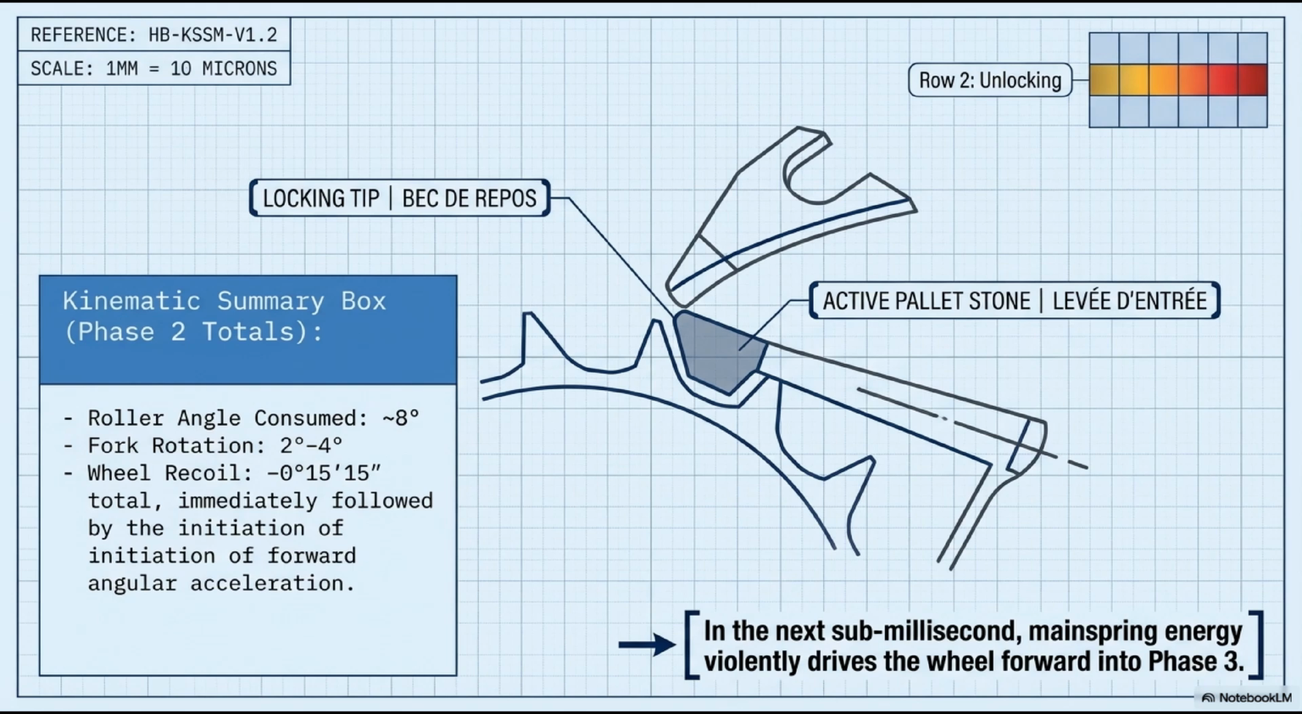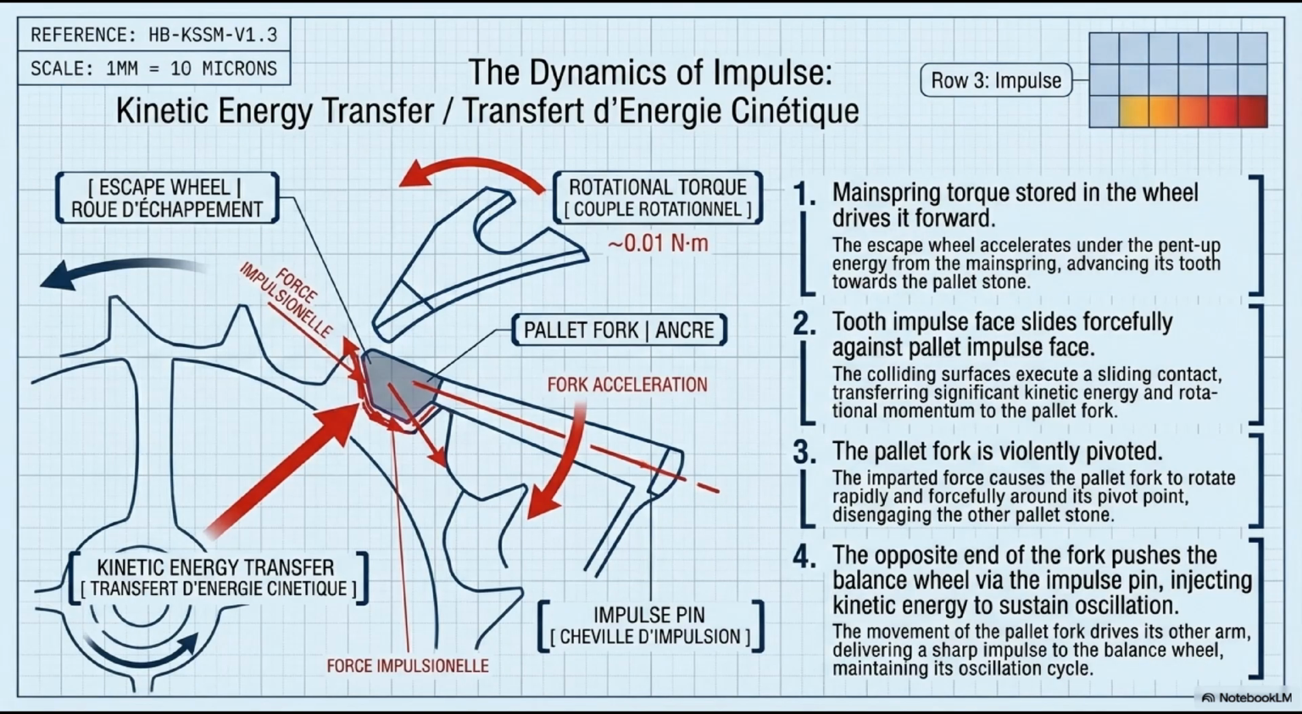Understanding this transition clearly is important for diagnosing escapement problems. If you can arrest the movement exactly at this point, with the tooth just at the pallet stone locking tip, you're at the zero energy boundary between the two phases. The slightest additional rotation of the balance either completes the unlock or fails to, depending on whether the system is correctly adjusted. Phase 3 begins now. Phase 3, impulse, impulsion.